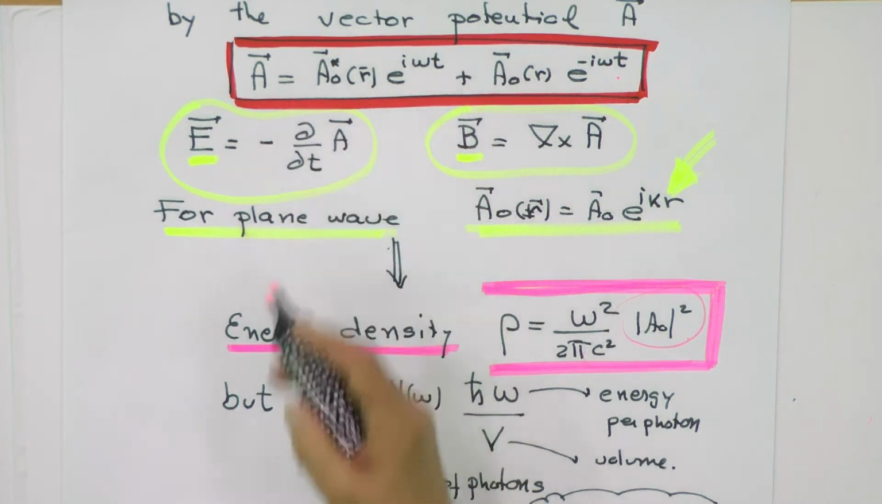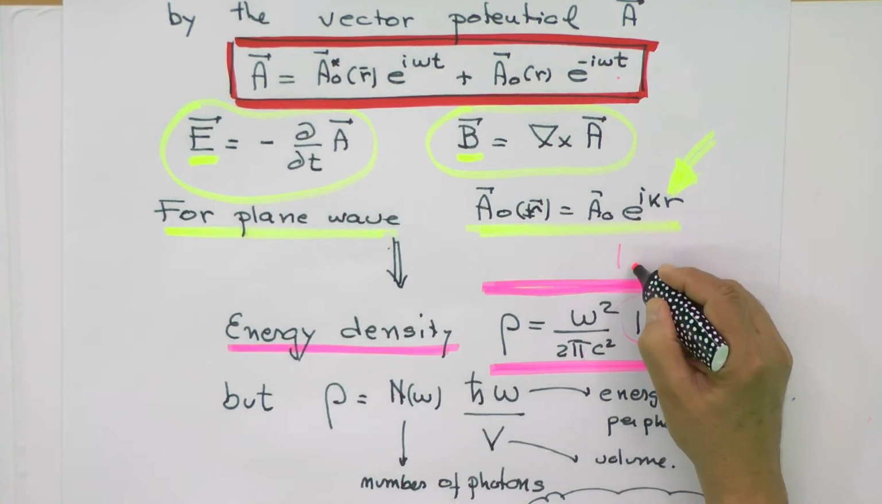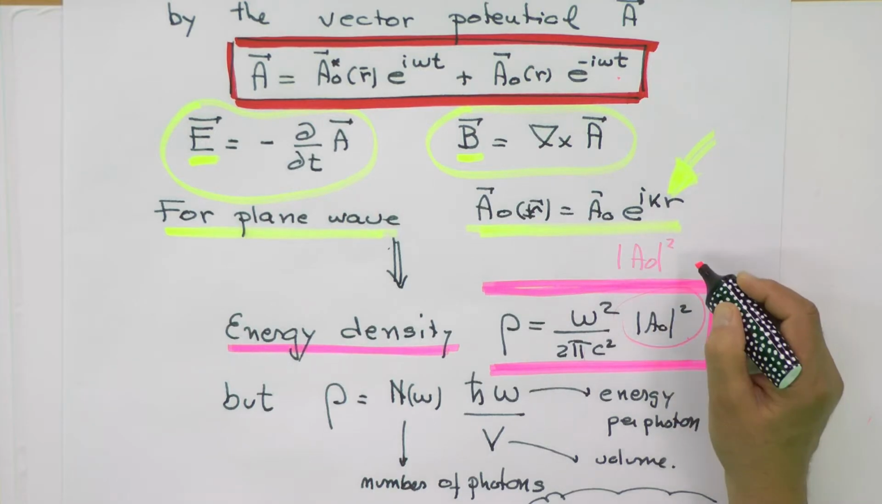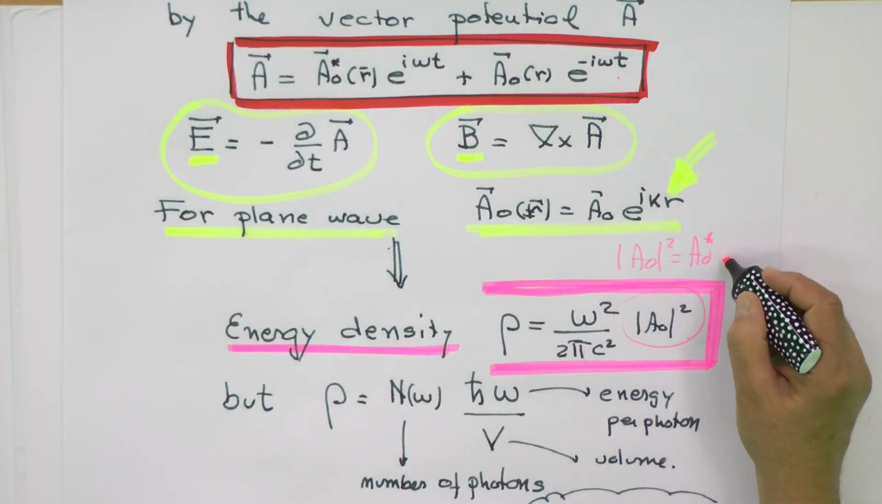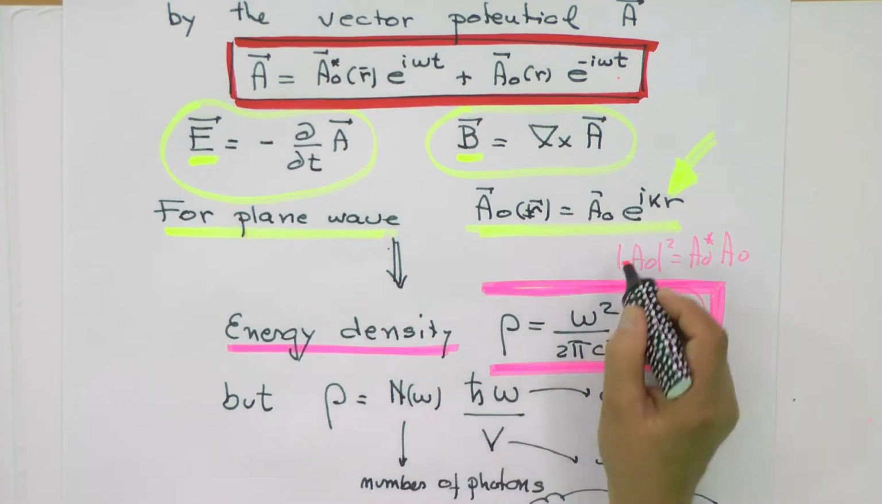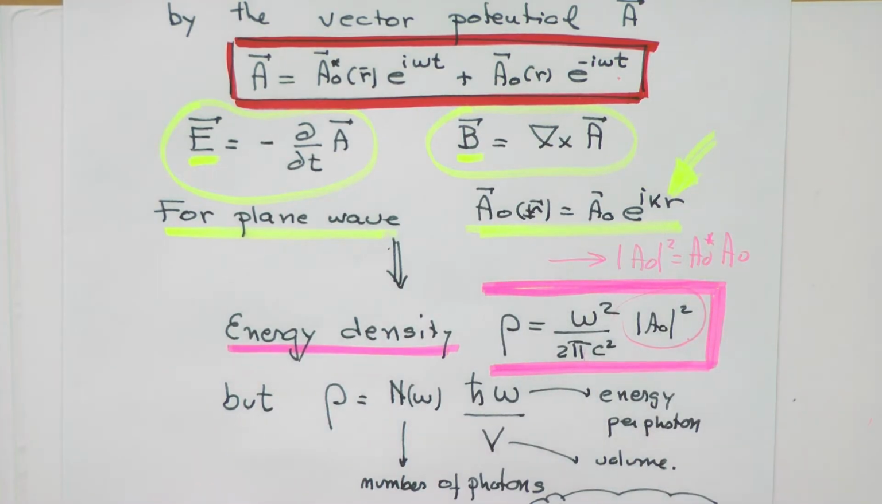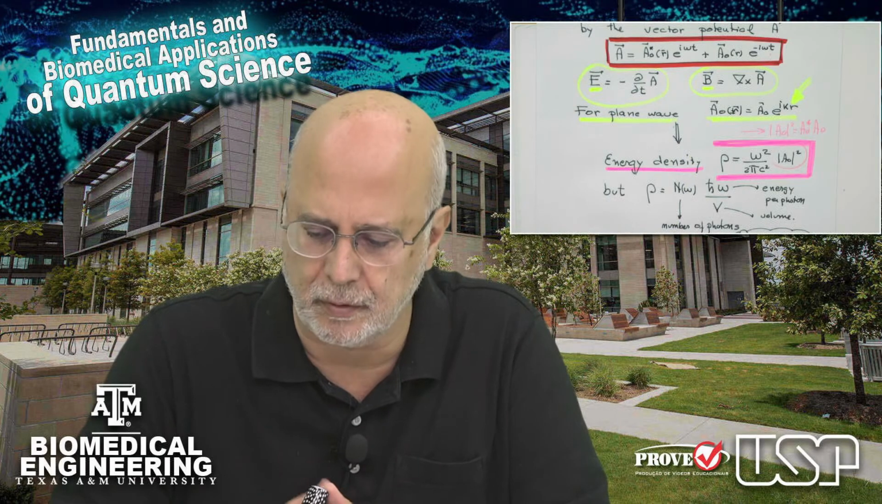Normally when you have a complex field like this, the modulus of A0 square, as you know, is basically A0 complex conjugate times A0. That's the modulus, right, square of the amplitude, when the amplitude is complex. So that simplifies a lot our life, because instead of dealing with E and B all the time, we are dealing with A. And this comes in the right moment, because we now can speak about photons.